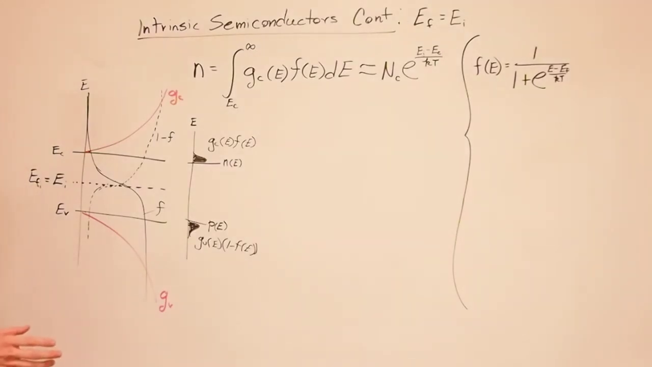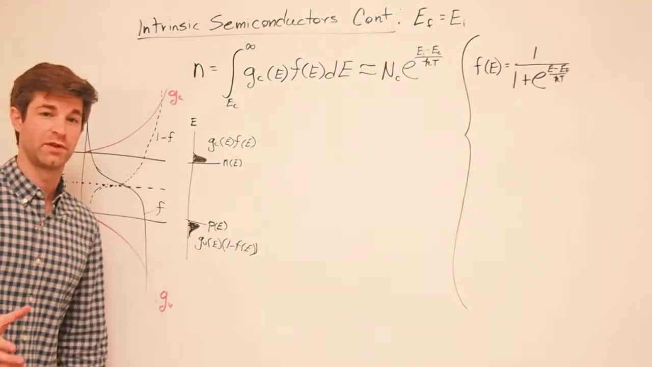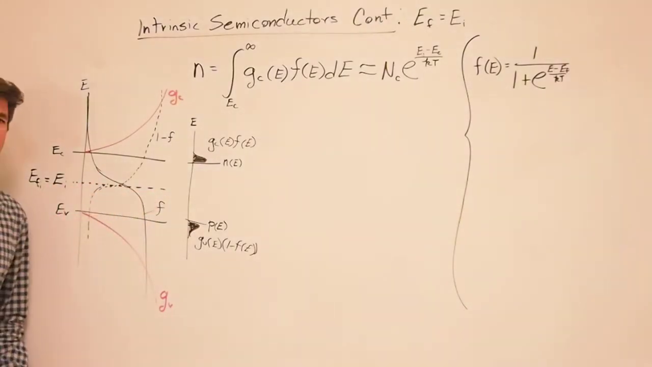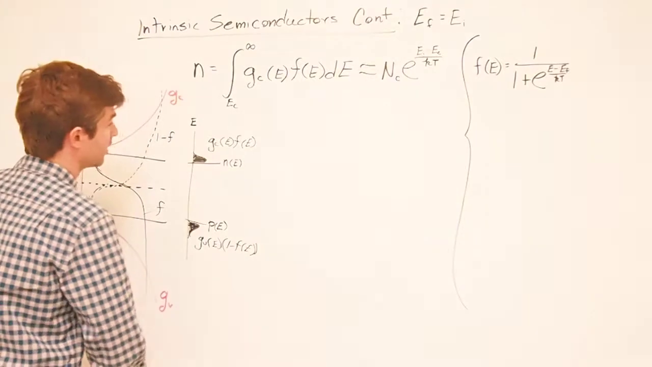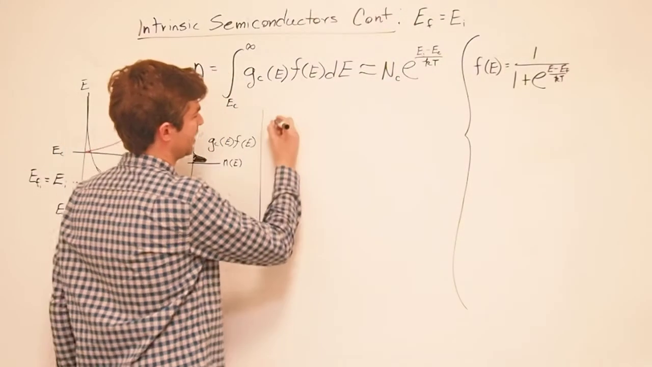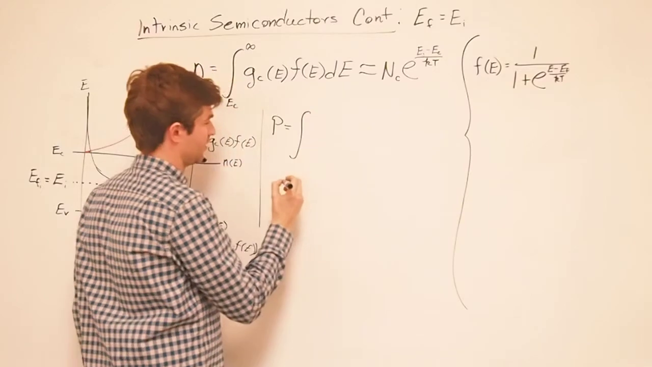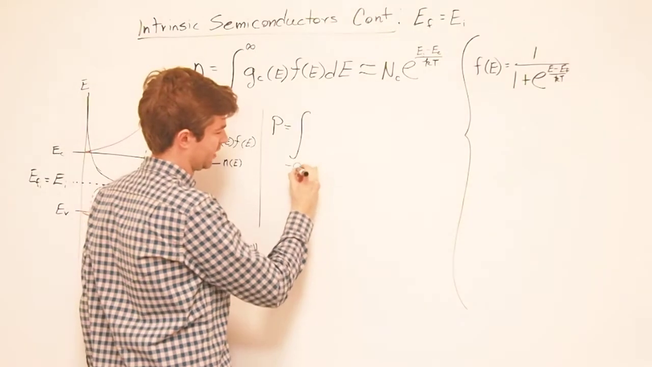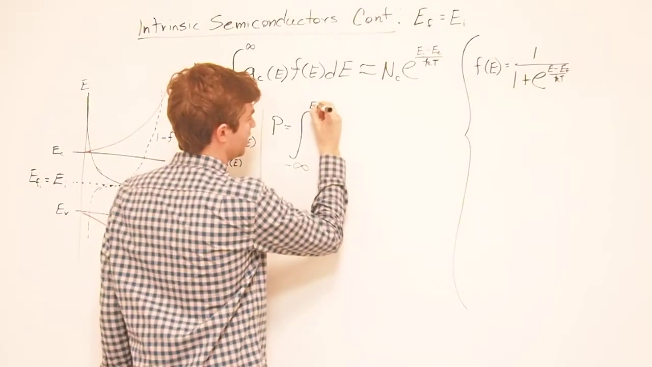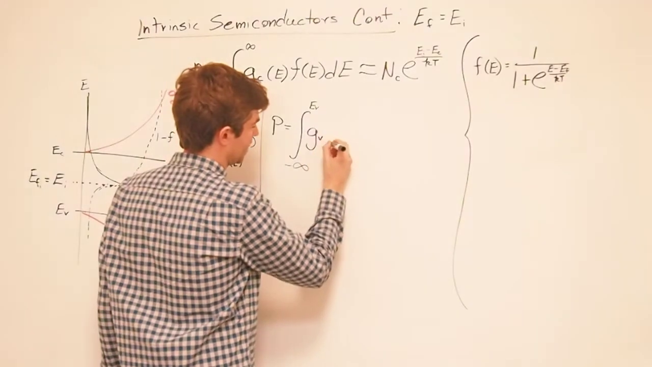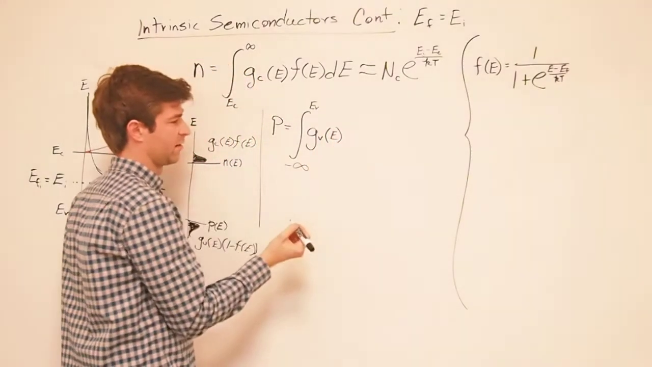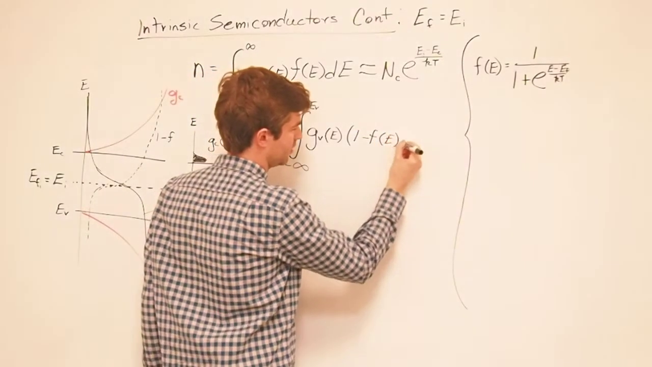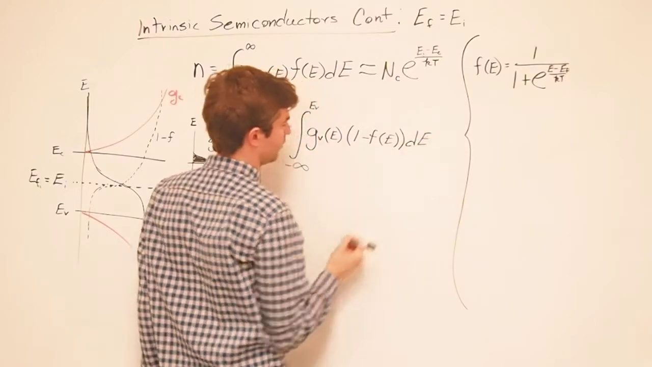I do want to emphasize that for an intrinsic semiconductor, the Fermi level is constant. It's pinned usually at this spot, EI, right here. I'm going to go through a quick derivation on how to do that. So for P, real quick, it's going to be from the very bottom of the valence band, which we can take as negative infinity, to the top of the valence band, which is EV. And that's going to be GV of E, the density of states in the valence band, times the probability of an empty state in the valence band, integrated through that whole space right there.